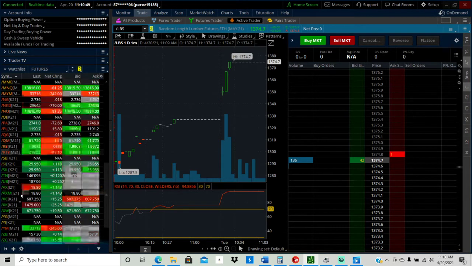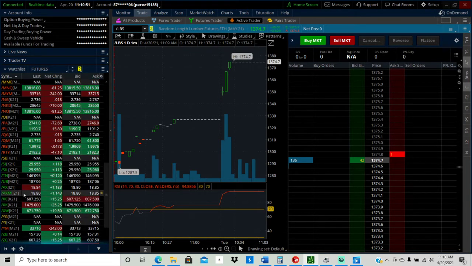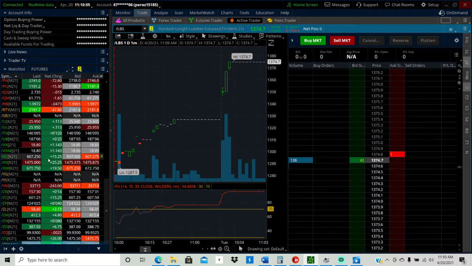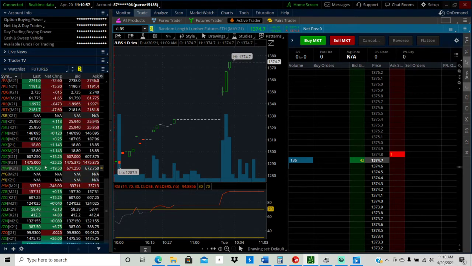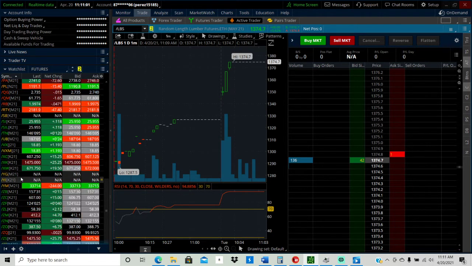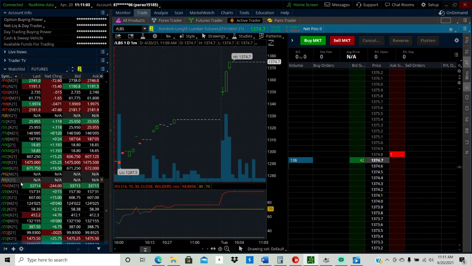The VIX is having a nice day, which I expected because it's been pretty complacent. What else we got? Grains are just enormously crazy right now. Up big time. Corn, wheat, and soybeans. And bonds are up a little bit.